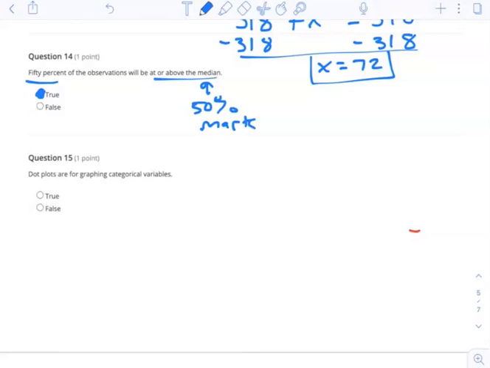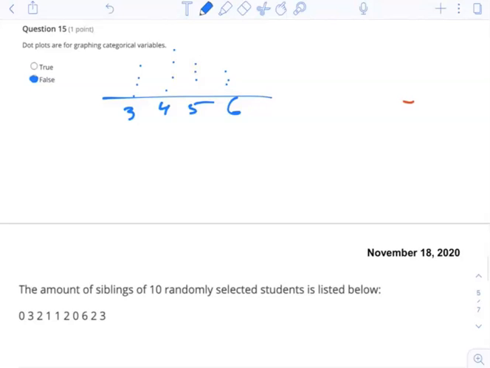15, shoot, I'm just seeing now that I should have taken that one out. Dot plots are for graphing categorical variables. This is false. Dot plots are for numerical variables. But shoot, we didn't talk much about that. Okay, so sorry about that one. I'll actually take that one out of the quiz for today.